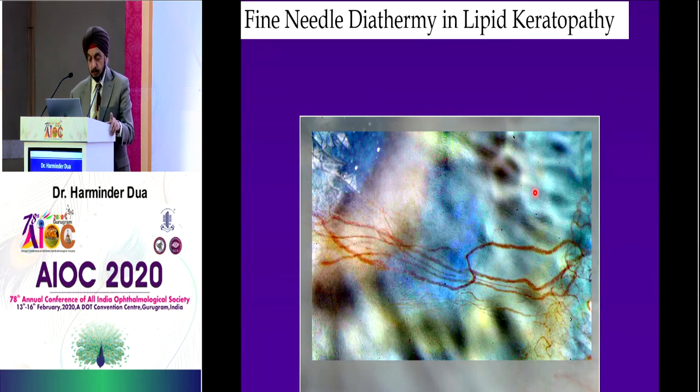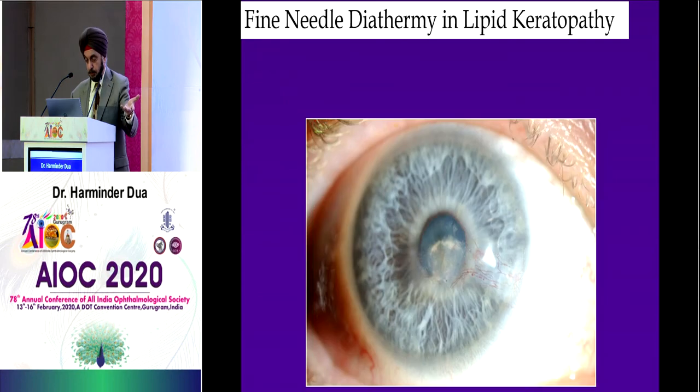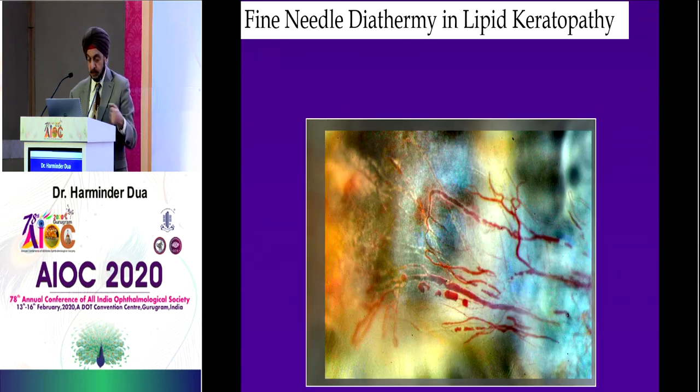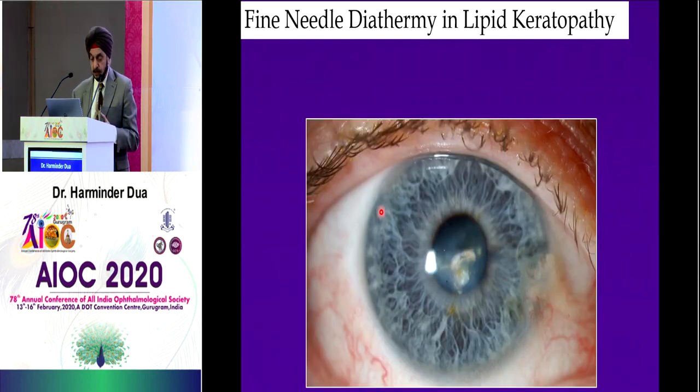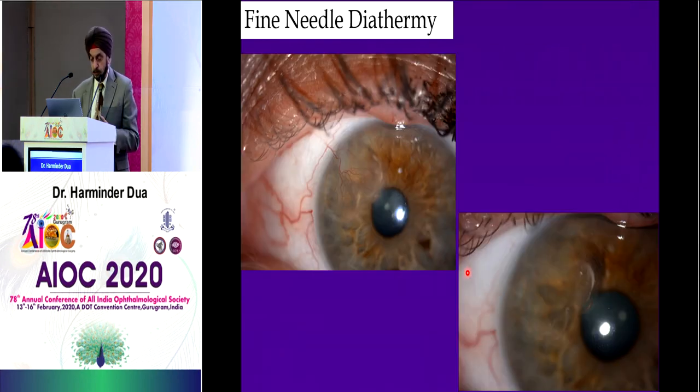Now look at this patient with the lipid keratopathy. That's the fibrovascular complex, or the arteriovenous vascular complex that is feeding the lipid leakage, and you're getting lipid keratopathy. That's how the patient is. So then we do this fine needle diathermy. You can see cattle trucking, just as you see in obstructed vessels in the retina. You're seeing cattle trucking means you have obstructed these vessels, and you give it time, and this deposit will disappear.